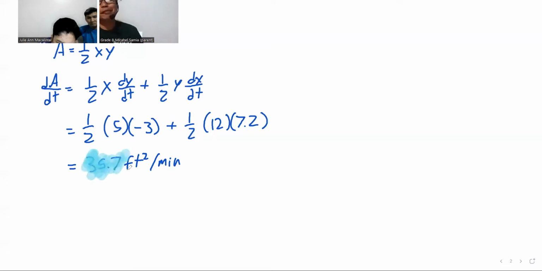So explaining it further, we use the product rule in differential calculus. The first term multiplied by the derivative of the second term, and then the second term multiplied by the derivative of the first term. That's how we got 1/2 x dy dt plus 1/2 y dx dt. And then inputting the values of x, dx dt, y, and dy dt, which we solved earlier, we got the value of 35.7 feet squared per minute.